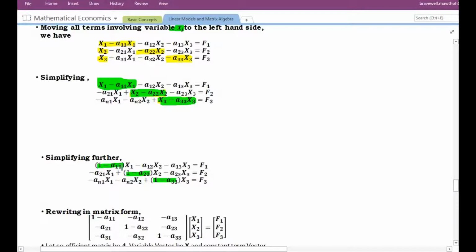In the first equation, x1 is common between two terms. In the second equation, x2 is common between the two terms. And in the third equation, x3 is common between the two terms.